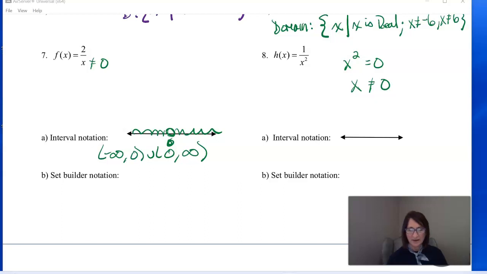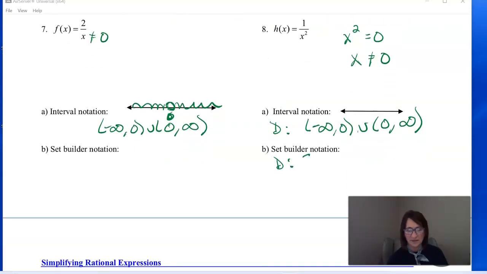So just like the one we just did, our domain is going to be negative infinity to 0, union 0 to positive infinity. In set builder notation, what that would look like is squiggly brackets, x such that x is a real number and x cannot be 0. That's it.